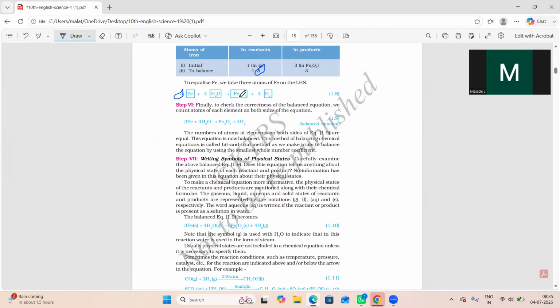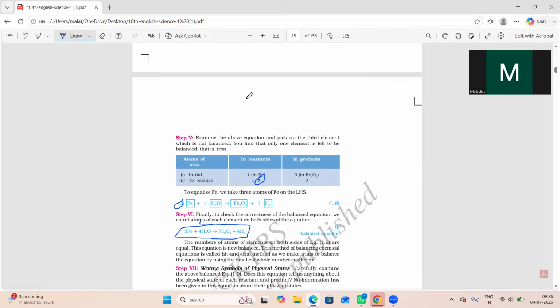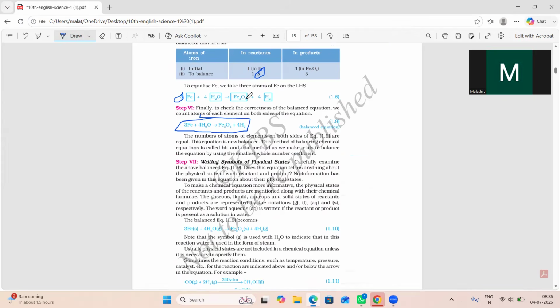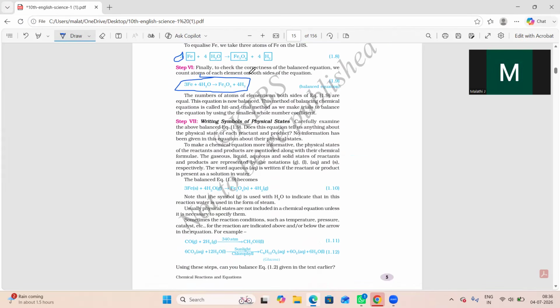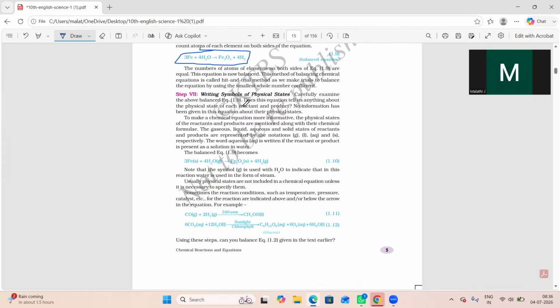Now you should check whether the number of atoms present on both sides is equal or not. Here 3 iron atoms, 3 iron. Here we have 4 to the 8, 4 to the 8 hydrogen atoms. Oxygen we have 4, here we have 4. Finally, you should write the balanced chemical reaction, which is this one. So after checking all the steps you have done above, whether they are correct or not, you should write the final balanced chemical equation. Then you can know that the chemical reaction is balanced.